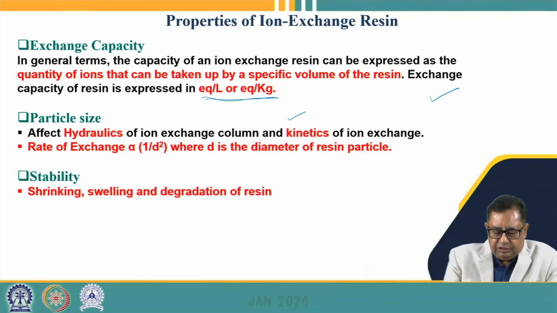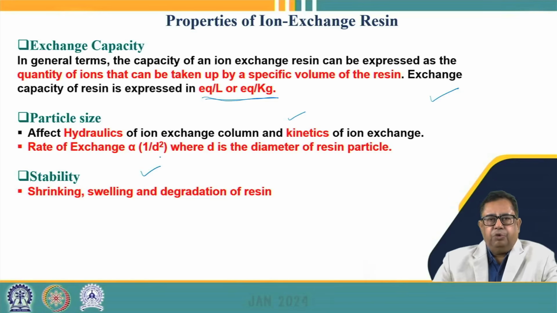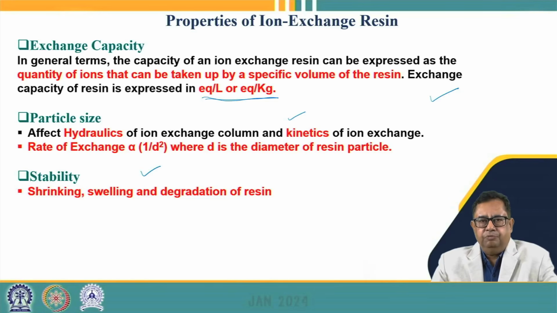Then the last property is the stability, which again is a very important factor. For example, when we are putting this ion exchange resin in contact with water or wastewater, the stability plays a very important role, because the resin may shrink or swell depending upon the osmotic pressure that is developed inside the resins, and it may also cause degradation of the resin if we do not have a very high degree of cross-linking. Similarly, these properties also become of utmost importance when we are storing ion exchange resins.